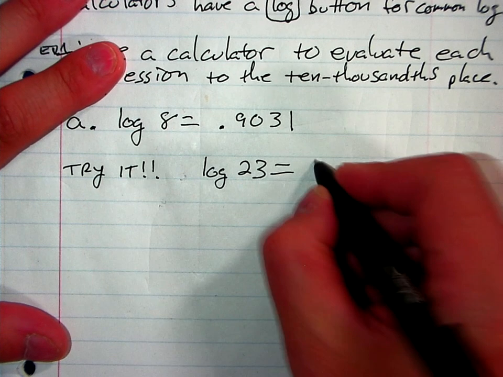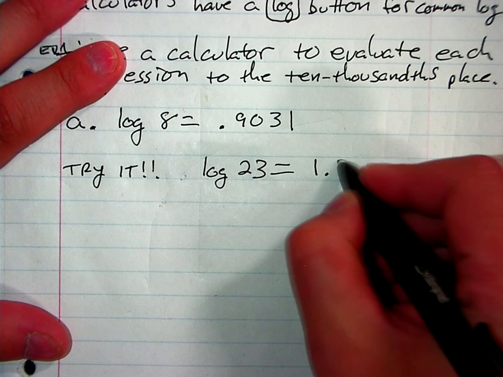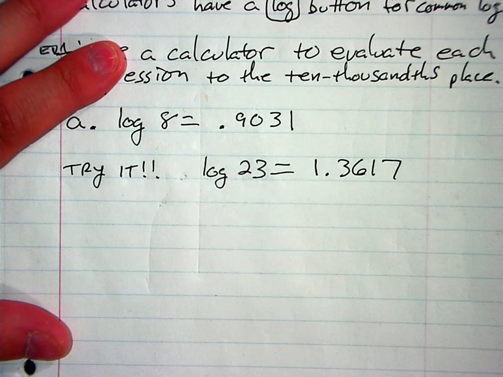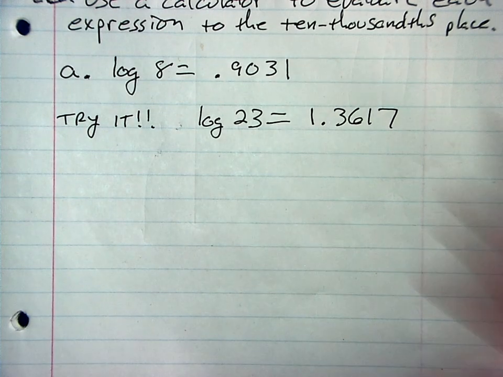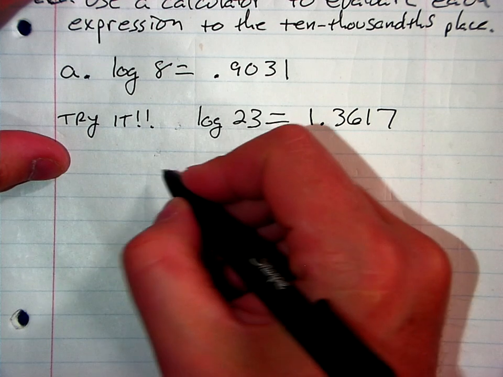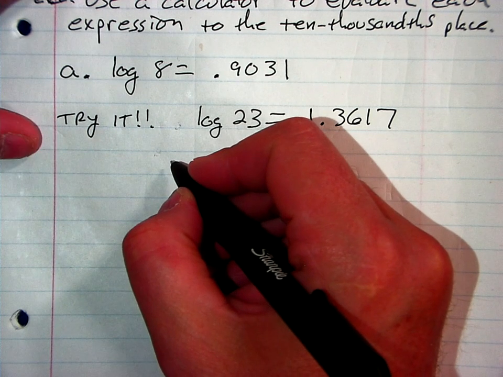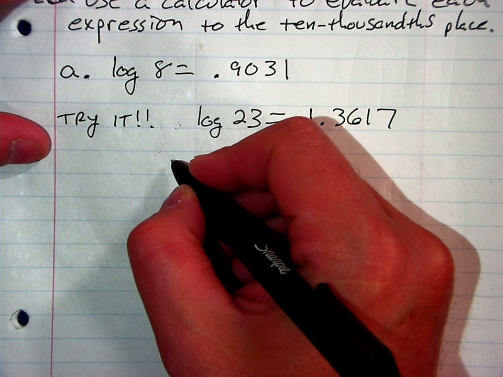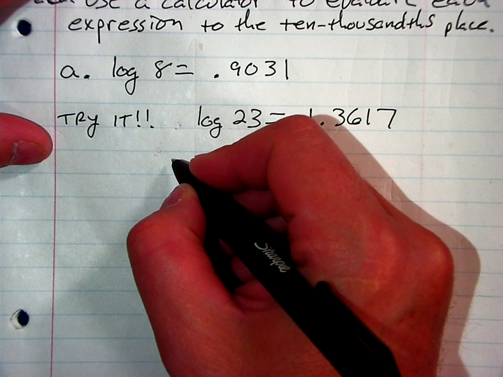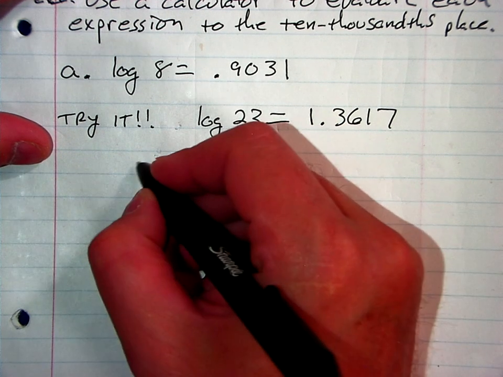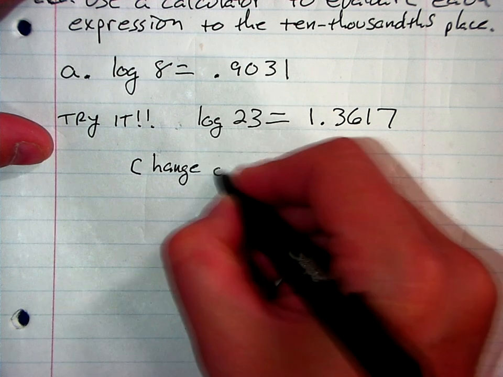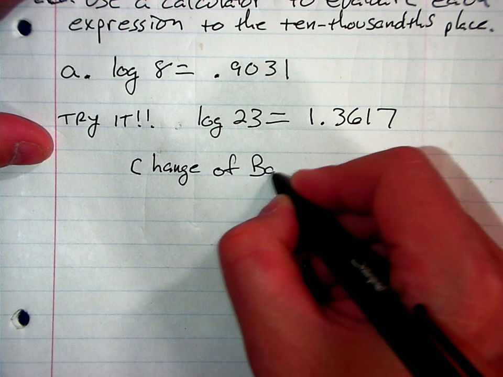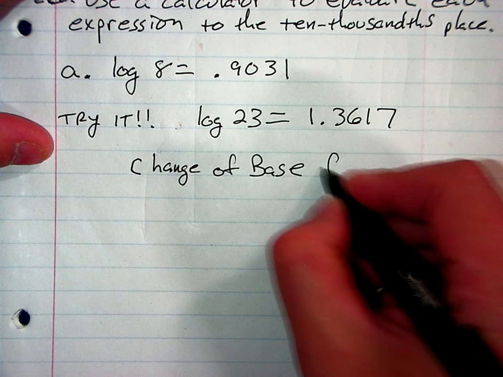Jojo, what'd you get? That's what I got. Good job. All right, next. This is extremely important, this formula I'm about to teach you, because with this formula, you can use a calculator. Without this formula, you cannot. This is called the change of base formula.